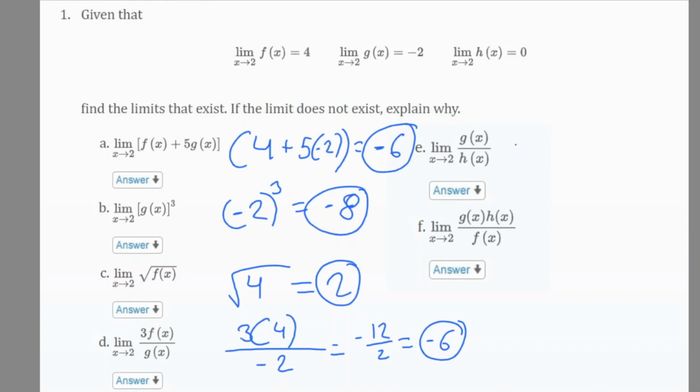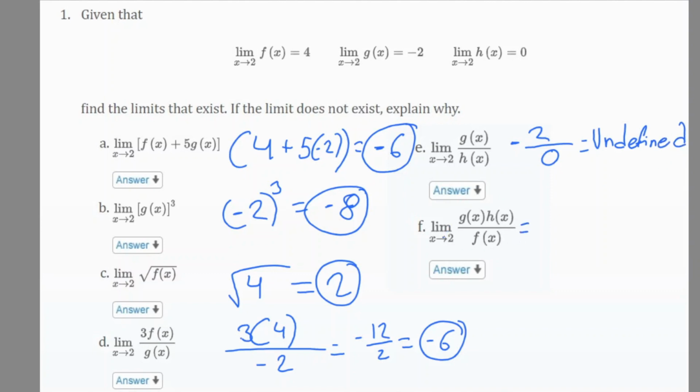Now we move on to E. E is asking us the limit as x goes to 2 of g(x) over h(x). So g(x) is negative 2, and on the bottom would be 0. So this would be, I believe, undefined, because anything over 0 is undefined.